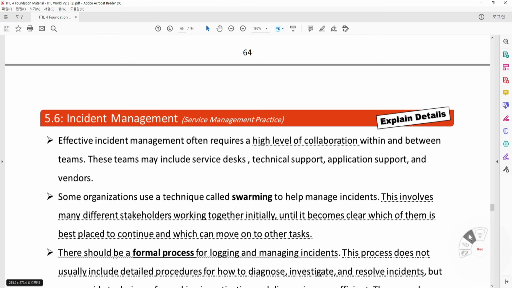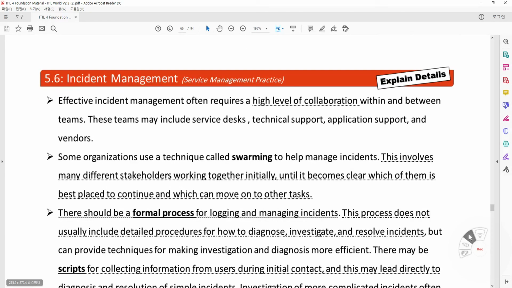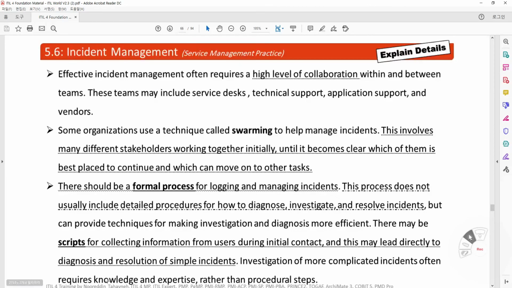There should be formal processes for logging and managing incidents. This process does not usually include detailed procedures for how to diagnose, investigate, and resolve the incident, but can provide techniques for making investigation and diagnosis more efficient. There may be a script for collecting information from users during initial contact, and this may be read directly to support diagnosis and resolution of simple incidents. Investigation of more complicated incidents often requires knowledge and expertise rather than procedure steps.